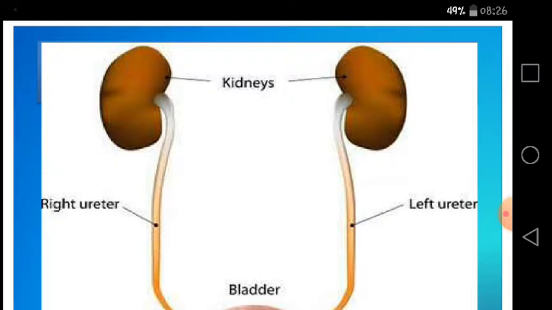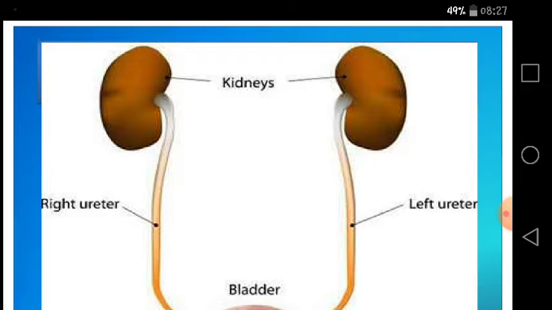You know that the urinary system consists of a pair of kidneys, a pair of ureters, the bladder and a urethra. The kidneys are bean-shaped organs located at the back of the abdominal cavity, just above the waist and below the diaphragm. Each kidney receives oxygenated blood through a short renal artery leading from the aorta.